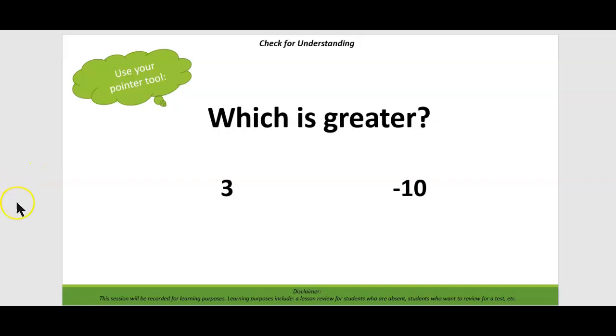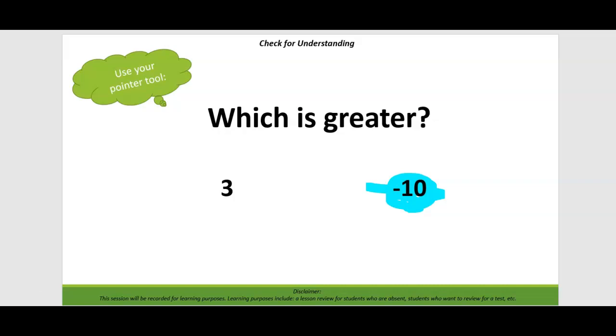I'm actually going to back up a little bit and circle back to where we left off. So, which is greater? Think about that for about 2.7 seconds. And if you said -10, you are wrong. It looks like it's greater because it's bigger, but it's really not.